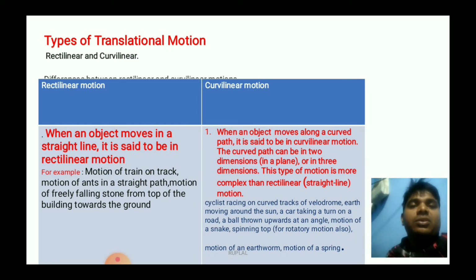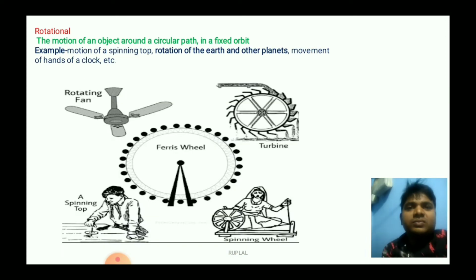A freely falling stone from the top of a building shows rectilinear motion because it is in a straight line path.